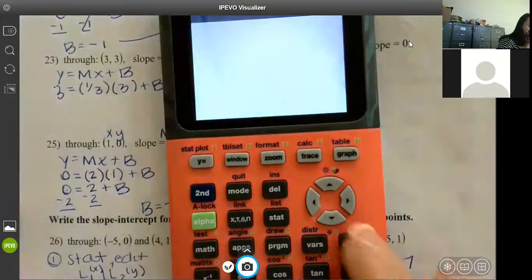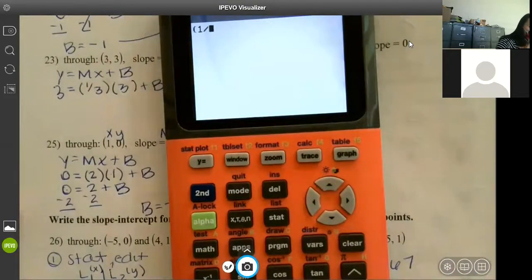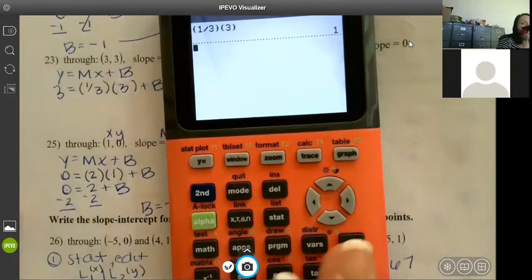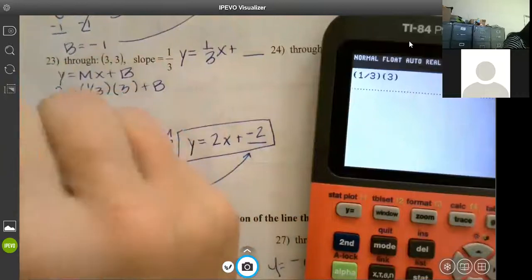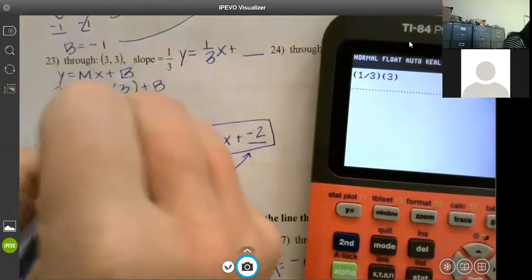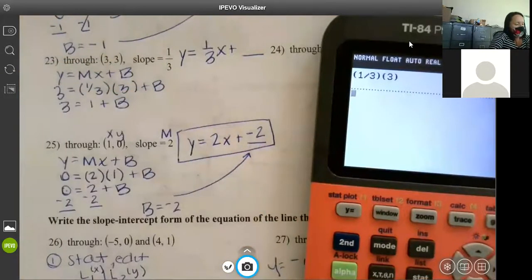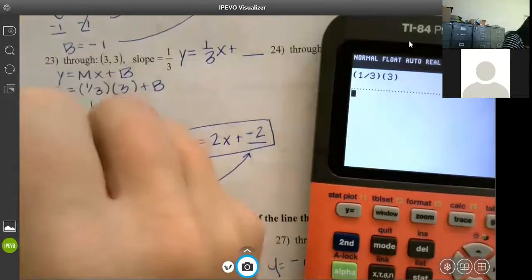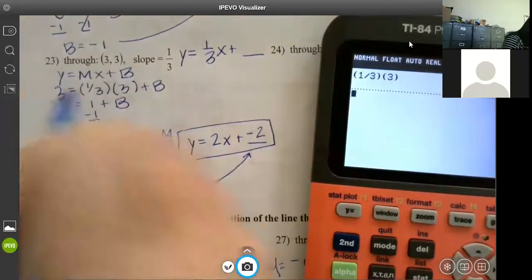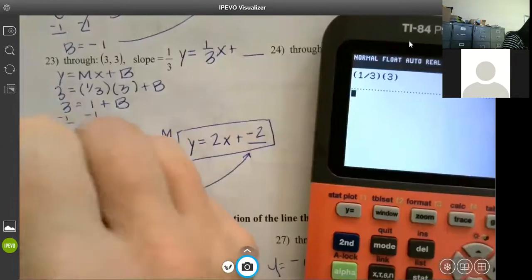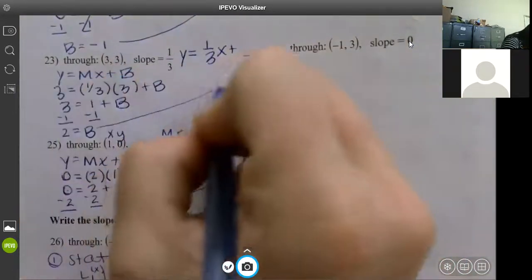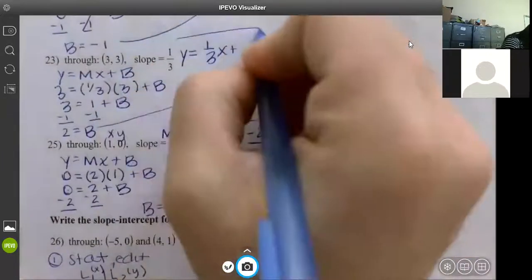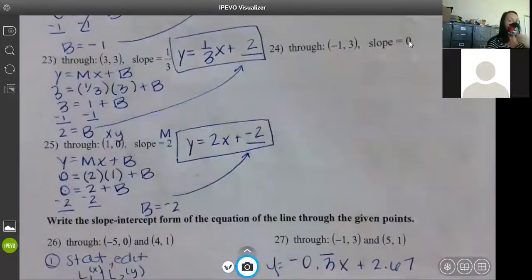I'm not real good with fractions, so I'm going to put this in my calculator because I'm not sure what I'm going to get. And what did I get when I did 1/3 times 3? 1. So 3 equals 1 plus b. How do I get b by itself? Subtract 1. And I get 2 equals b. 3 minus 1 is 2. That number goes in this blank. And that's your equation.